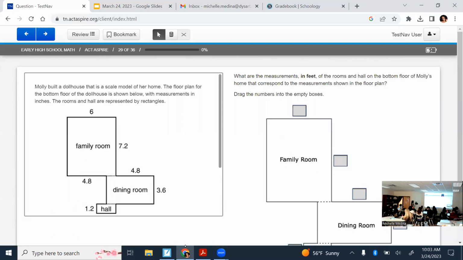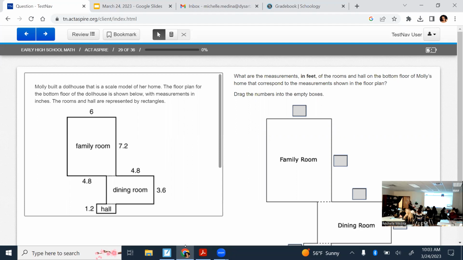So this one was requested, number 29. Molly built a dollhouse that is a scale model of her home. The floor plan for the bottom floor of the dollhouse is shown below with measurements in inches. The rooms and halls are represented by rectangles. What are the measurements in feet of the rooms and hall on the bottom floor of Molly's home that correspond to the measurements shown in the floor plan?